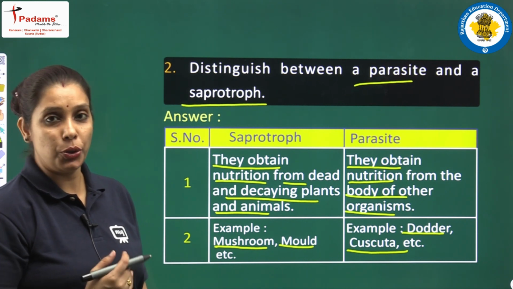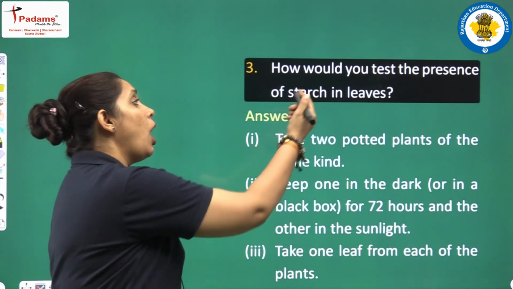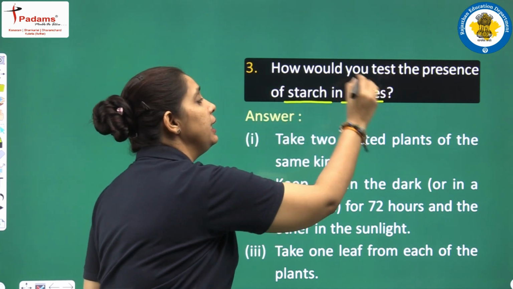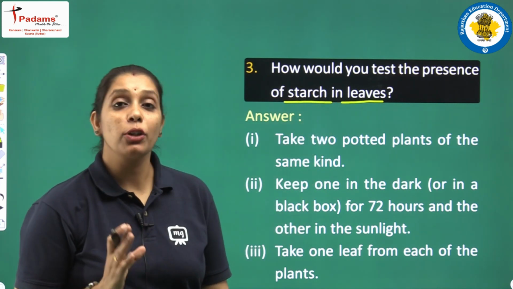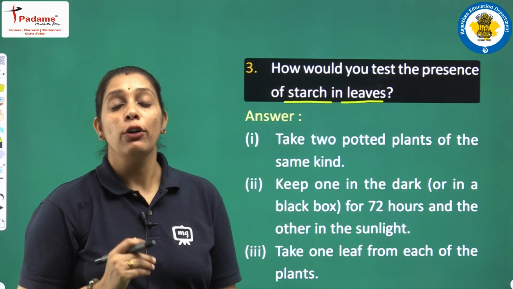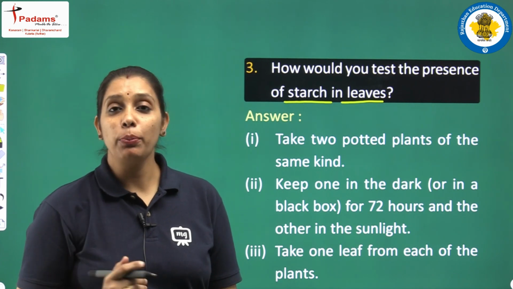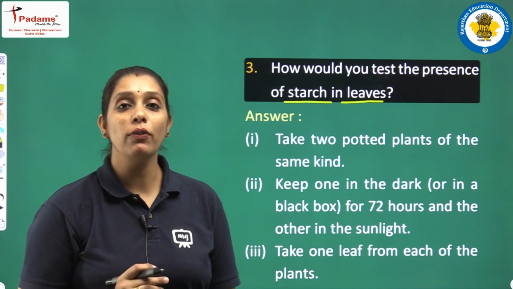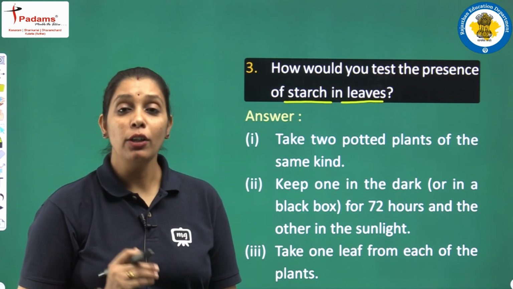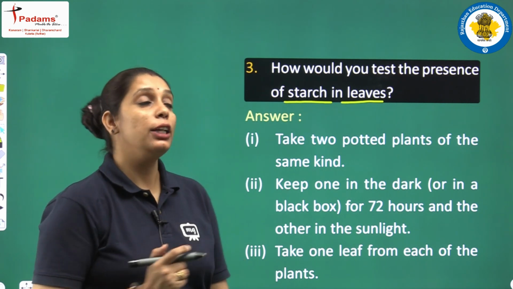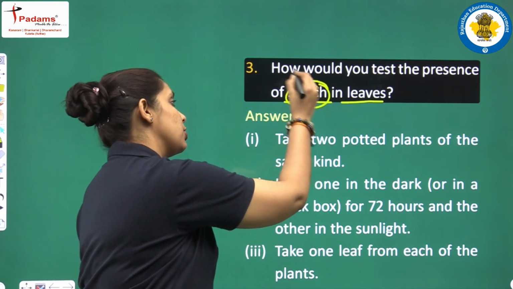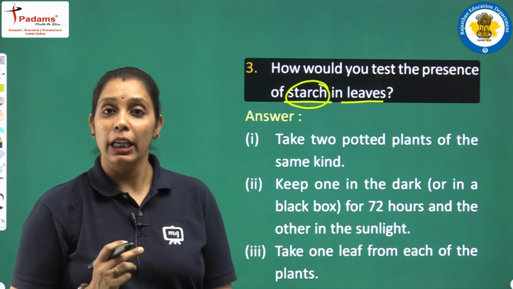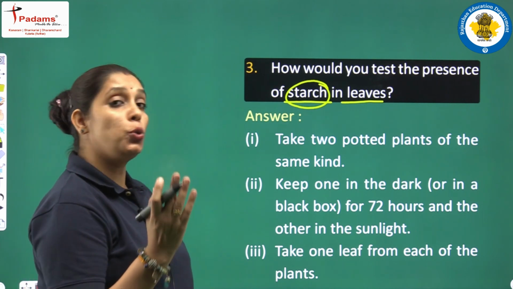Let's come to the third question. Our third question is, how would you test the presence of starch in leaves? It's a good question. Students, we know that by the process of photosynthesis, plants prepare their own food in the form of carbohydrate, and food is stored in leaves in the form of starch. In this question, we have to perform an experiment in which we have to take 2 plants.